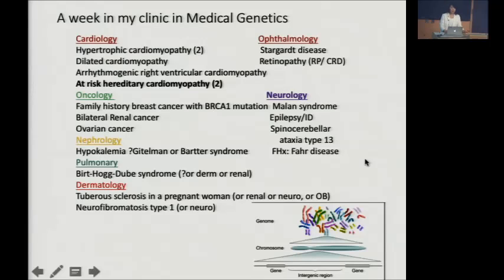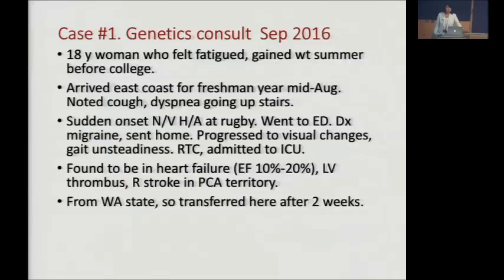So I'm going to start out with a case of just a couple who came to my clinic that week because they were at risk for hereditary cardiomyopathy. Okay. So the story of this patient actually starts last year in September when I was asked to do an inpatient consult on the cardiology service.